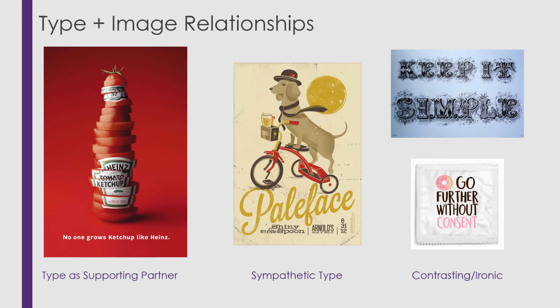And then the second one says, "Donut go further without consent," right? It's kind of aloof, basically. It's a funny message. It's being kitschy, but it's underlying a very serious issue, right? Obviously, it's a message on top of a condom wrapper. So again, using type for different reasons and for different design aesthetics as well, right? So those are different ways we can use text and how it relates to images.